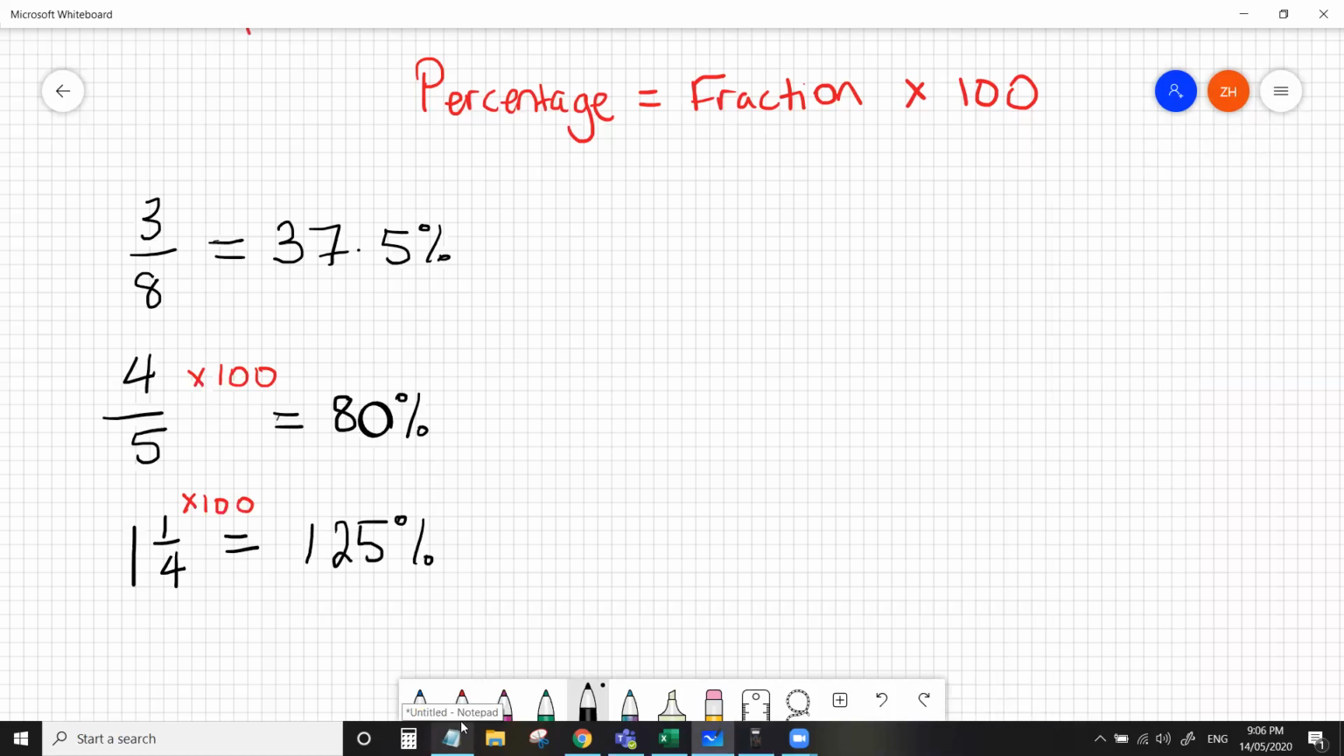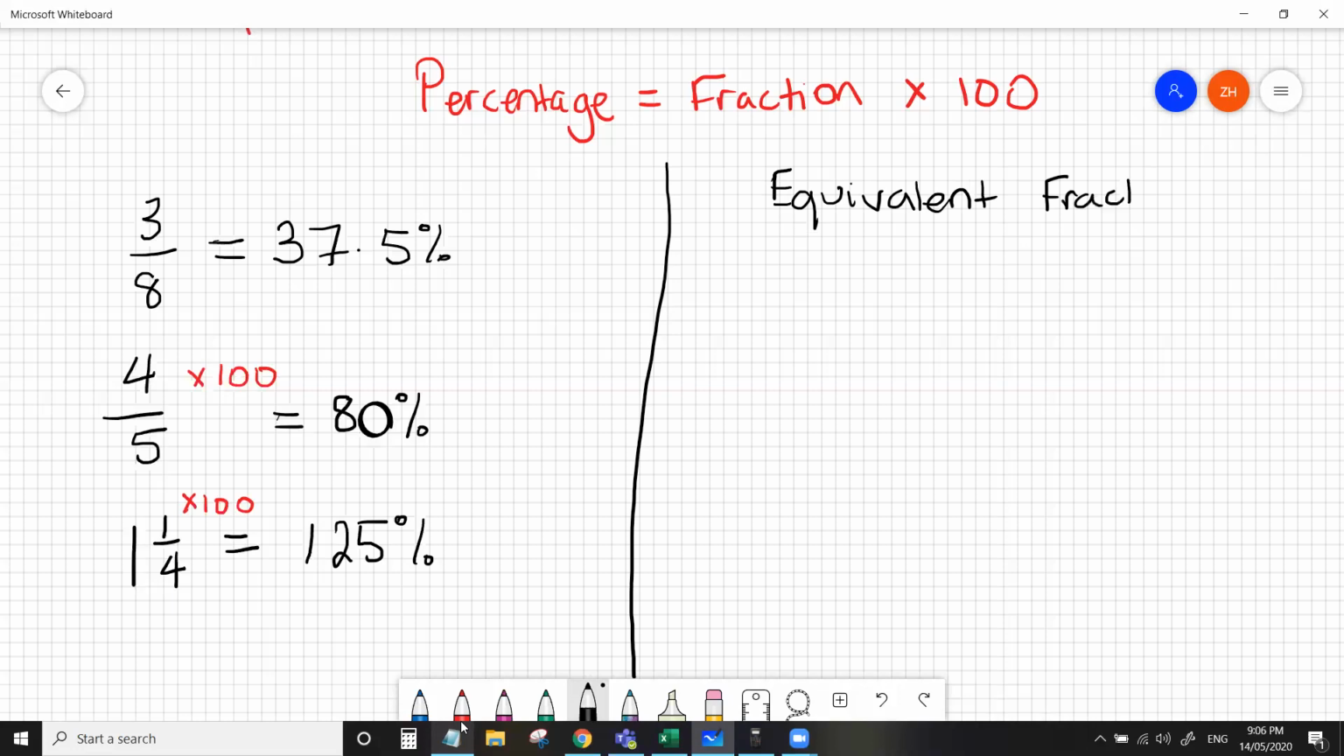So 100% would be one whole, so we've got 25% more than a whole. Now, that's how we can do it on a calculator, but sometimes we don't always have a calculator. So what we can do is we can use equivalent fractions sometimes.